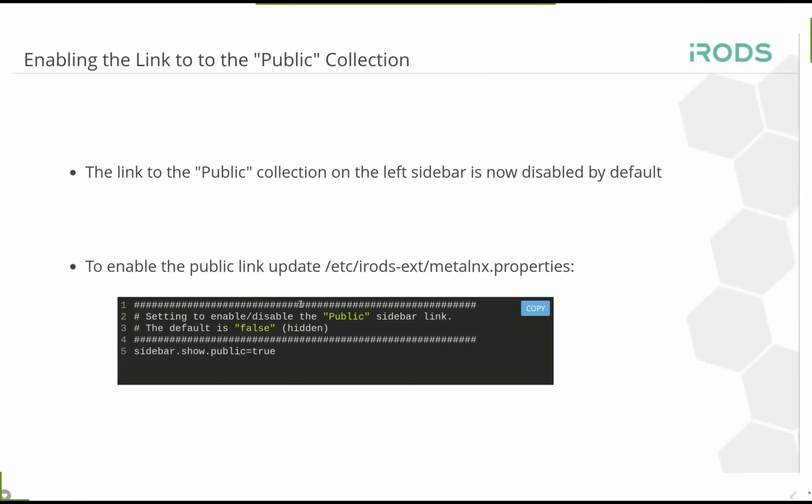Okay, so if you want to enable the public collection on that left sidebar, all you have to do is update etc/irods-metalnx/metalnx.properties on your server and set the sidebar show public to true. That is defaulting to off. That is in the metalnx.properties at the very bottom of it, so you don't have to add this in. Just update that value to true.